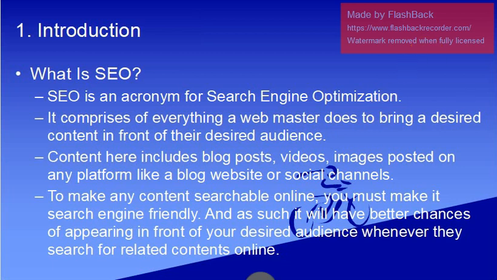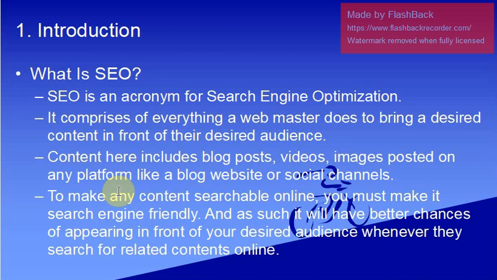Now, content here includes blog posts, videos, images posted on any platform like a blog, website, or a YouTube channel. To make any content searchable online means that whenever someone who has interest in a particular topic searches for related content online, your own content which is published on your blog will be featured by any search engine that has access to it. So all the processes that involve you bringing out this content, all the settings you do on your blog to bring out this content on your social channel, is called SEO.